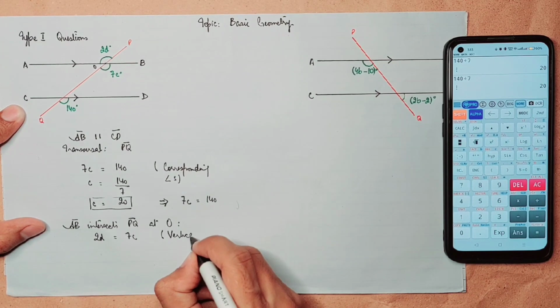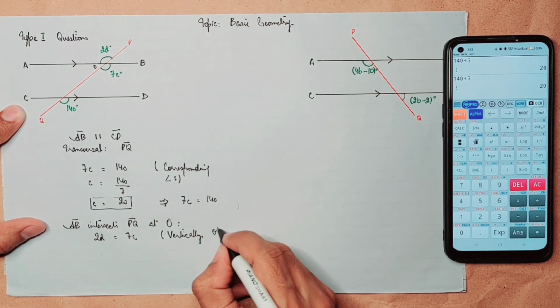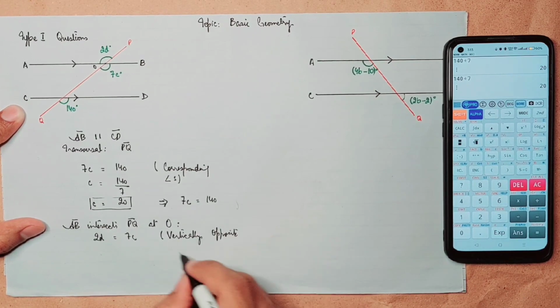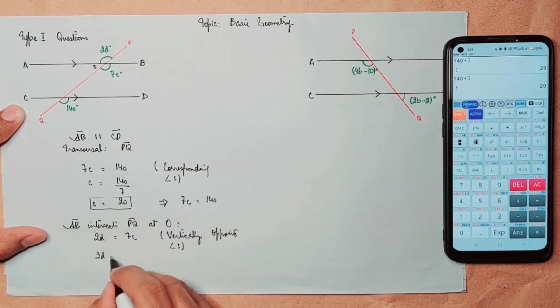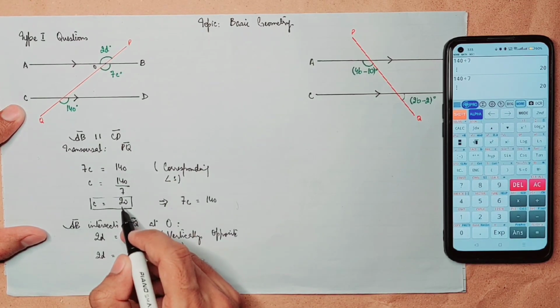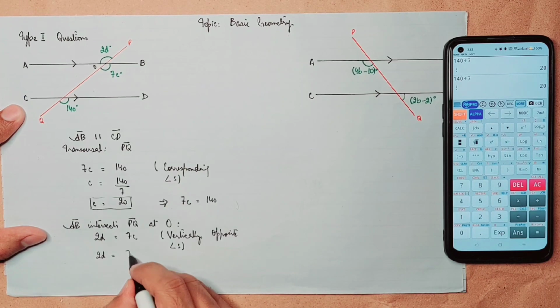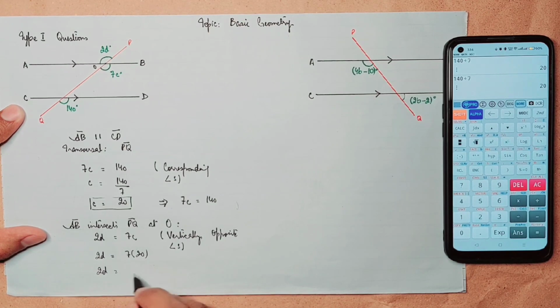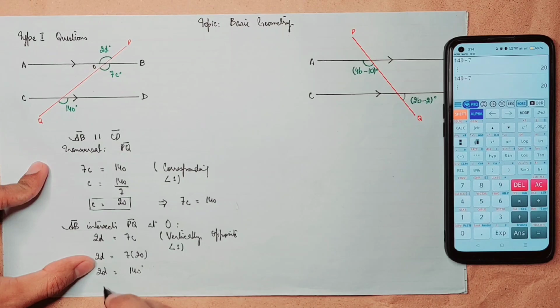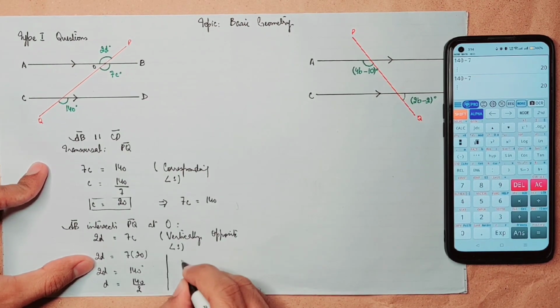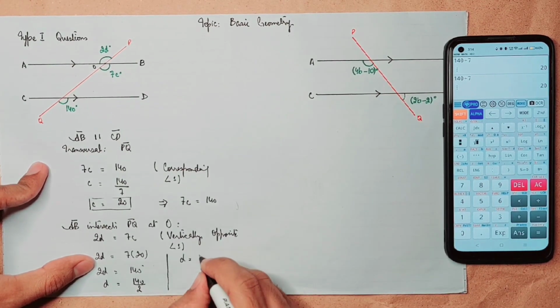These are vertically opposite angles. In the next step, as we have the value of C from the previous step, I would put this value here. So 7 times 20 gives me 2D equals 140 degrees. Now 2 is being multiplied by D, so in the next step 140 is divided by 2. So I can say that the angle D is equal to 70.